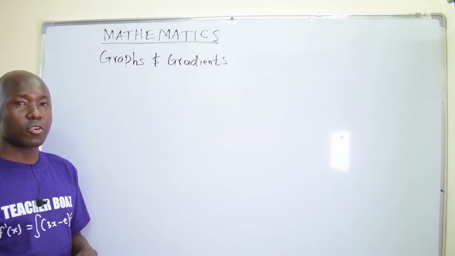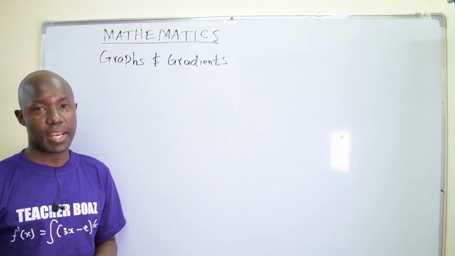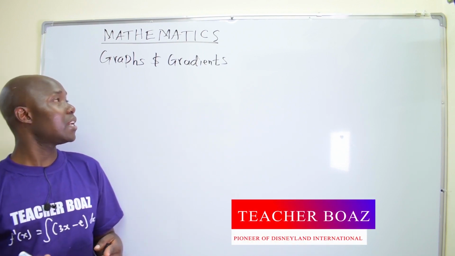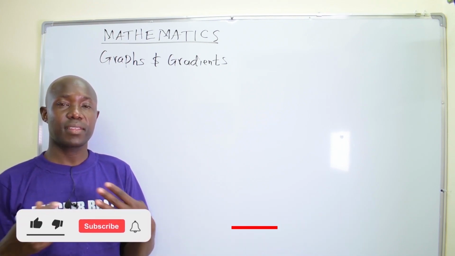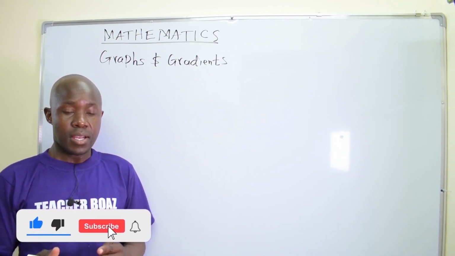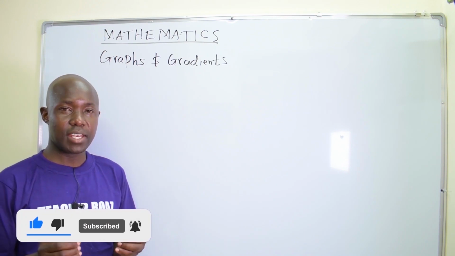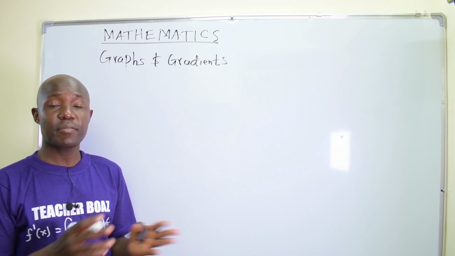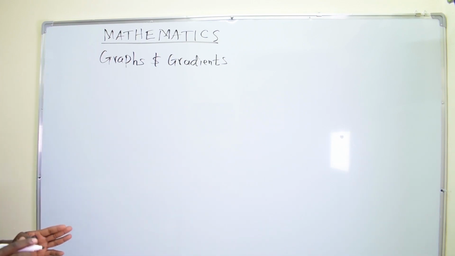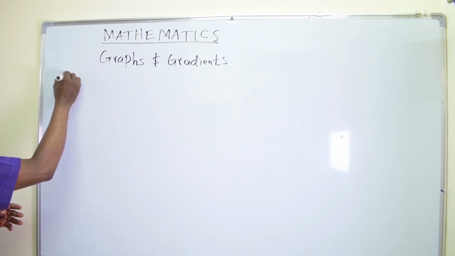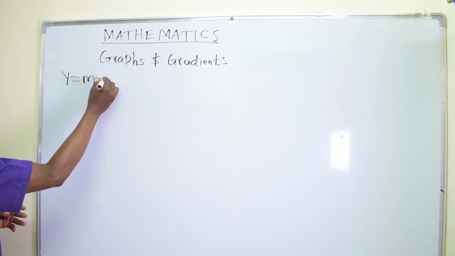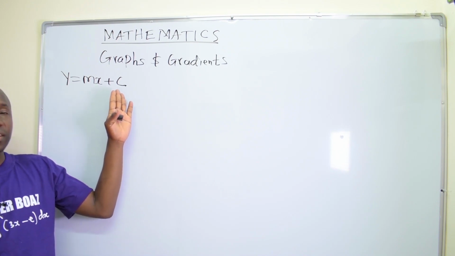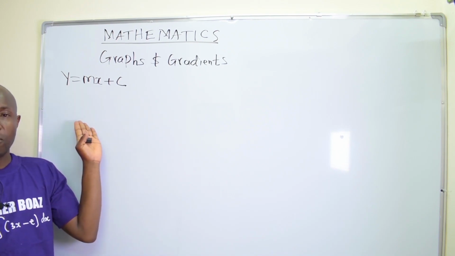Now we are going to do the topic of graphs and gradients. You know very well when we talk about graphs and gradients, we simply mean the slope, which is the change in y over the change in x. Now, by definition, many times to solve a problem in mathematics, or definitely to understand it, you have to go back to the root definition, knowing very well that if I give you y equals mx plus c, you must know the meaning of the c, the x, the m, and the y.